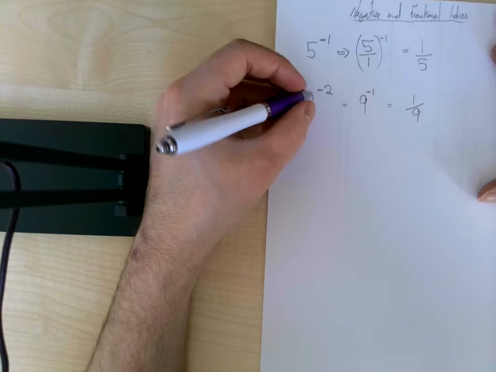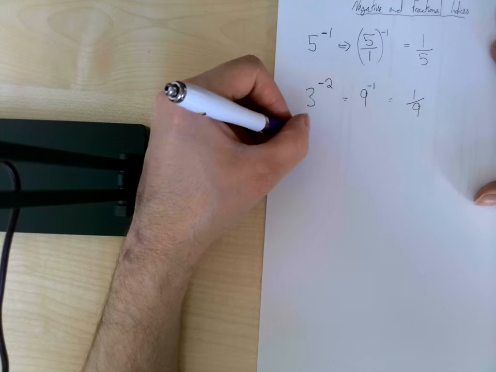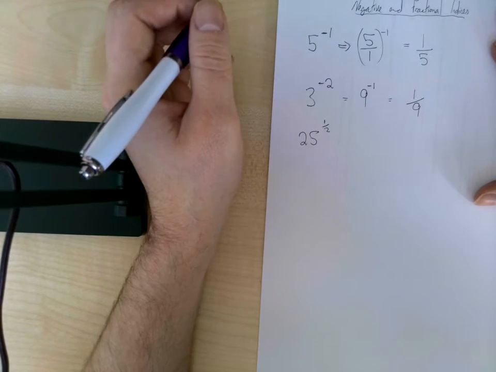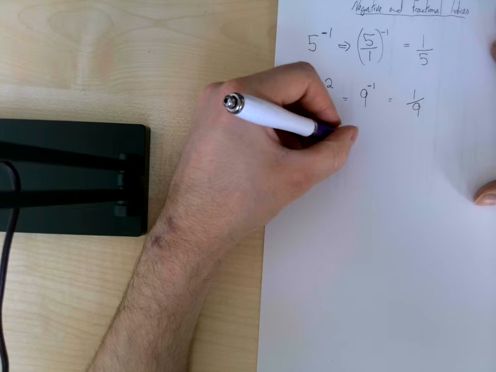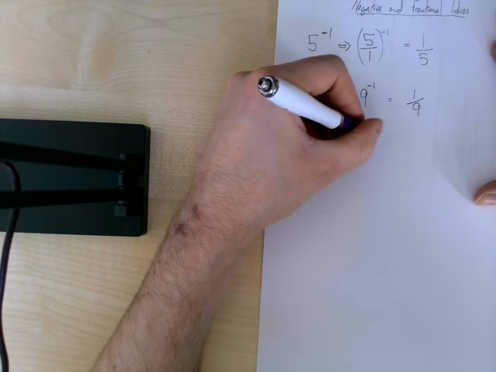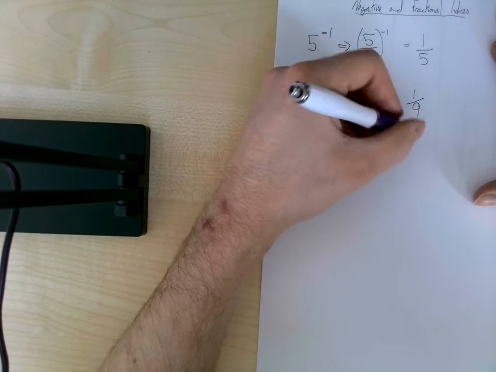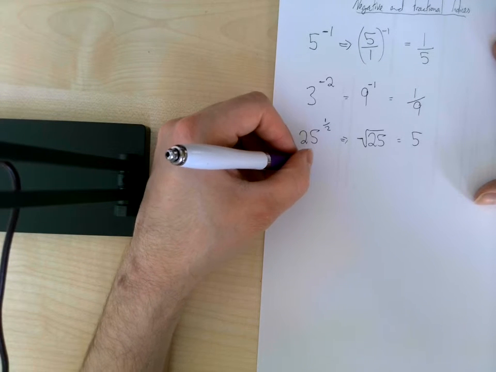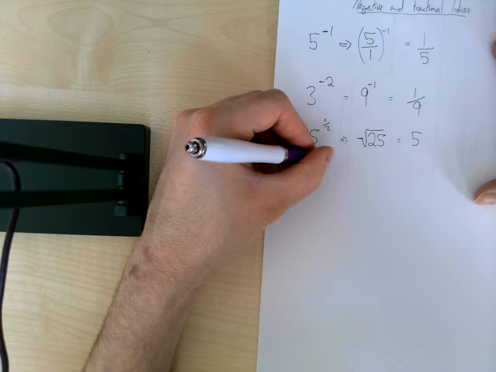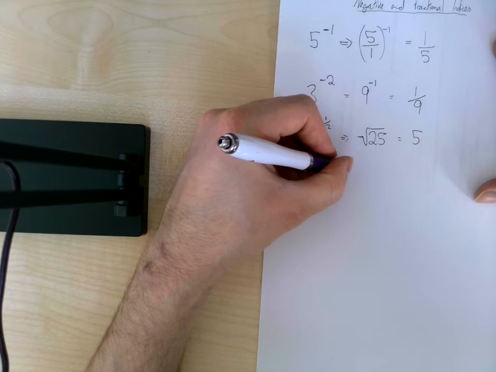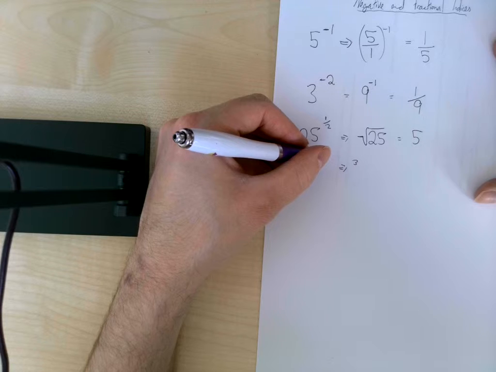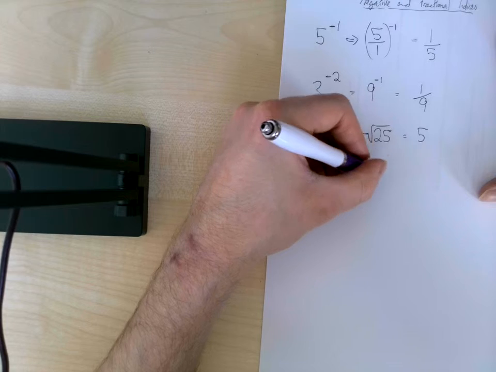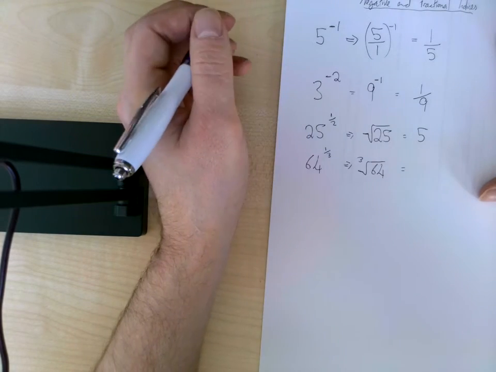When it comes to fractional indices, if we have 25 to the power of a half, that's the same as the square root of 25, which we know is 5. If we had 64 to the power of 1 over 3, well, that's the same as the cube root, because the denominator here is 3. So it's the same as the cube root of 64, which is 4.